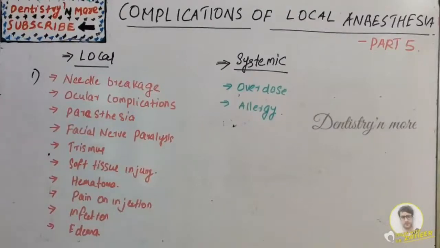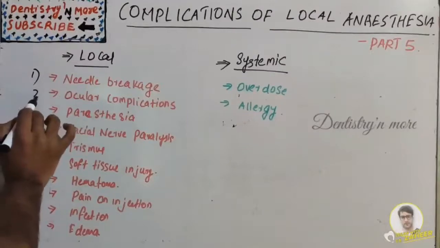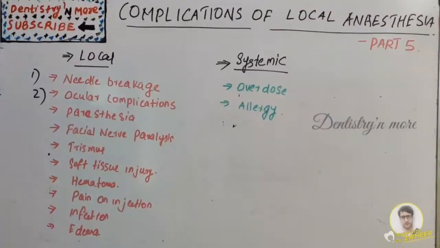If it is not visible, we can refer the patient for surgically removing this, and before that we can take an x-ray and confirm it. That is needle breakage. The second one is ocular complications.